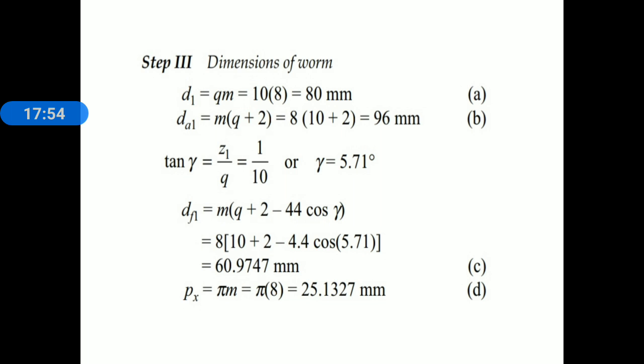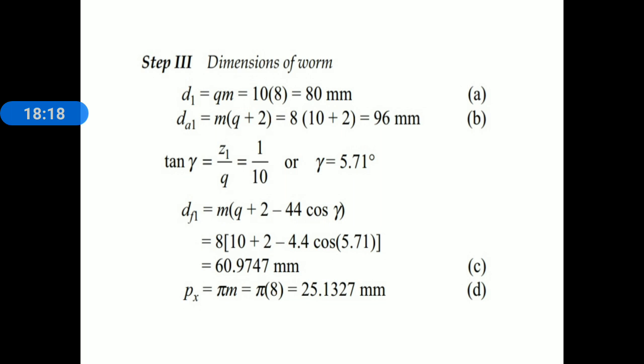Next, outside diameter of worm. Outside diameter is denoted by letter DA1. We know the relation for DA1. DA1 is equal to module into (Q plus 2). Module 8 into (10 plus 2). Simplify that, we get the outside diameter of worm, 96 millimeter.